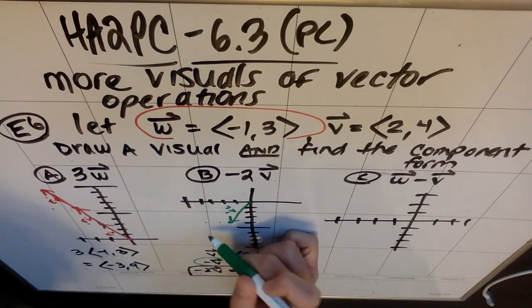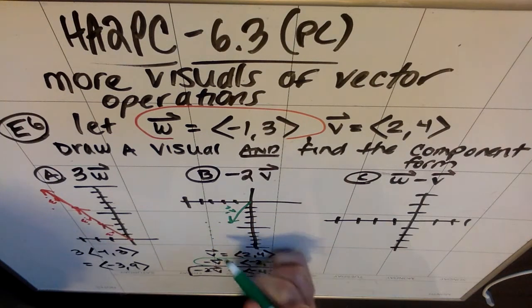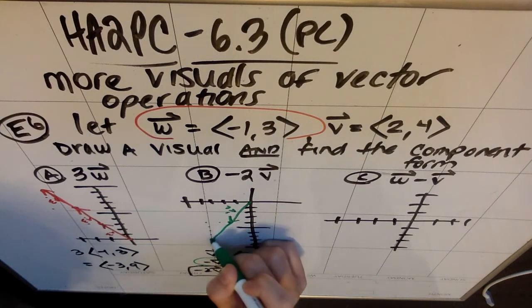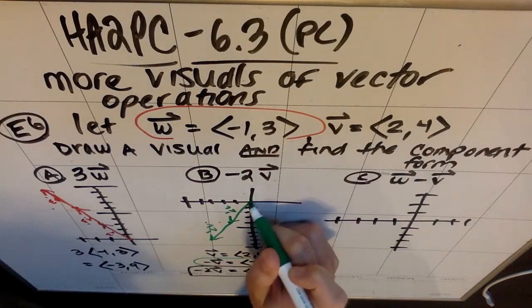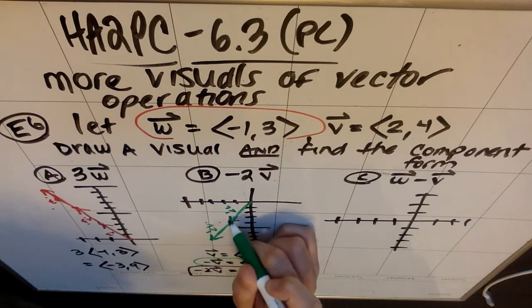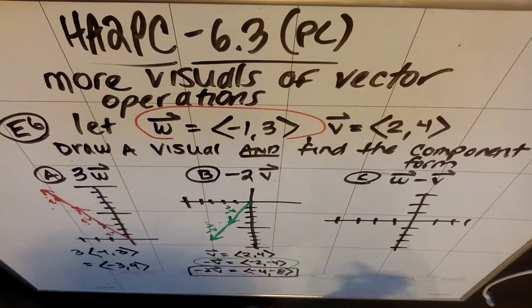I go left 2, down 1, 2, 3, 4. That's my -v again, and that's how I get -2v. I do -v twice. So again, I didn't graph v, I graphed -v because it was in the opposite direction of v.